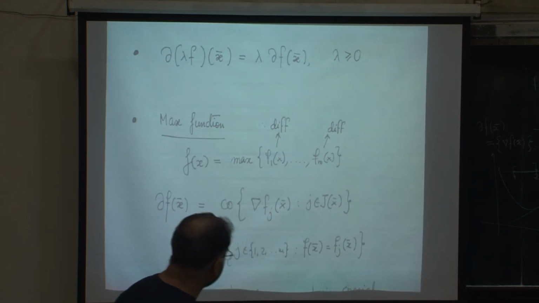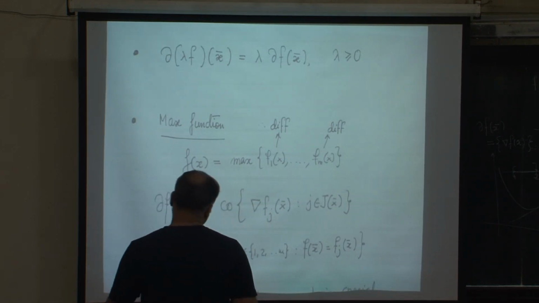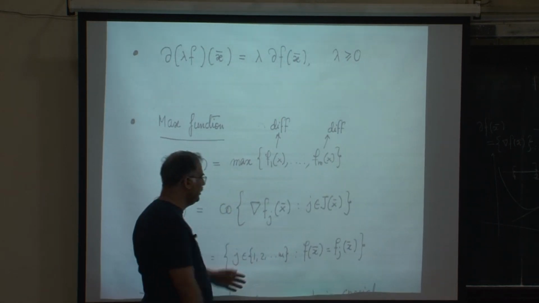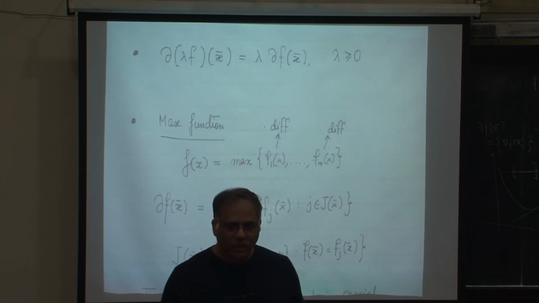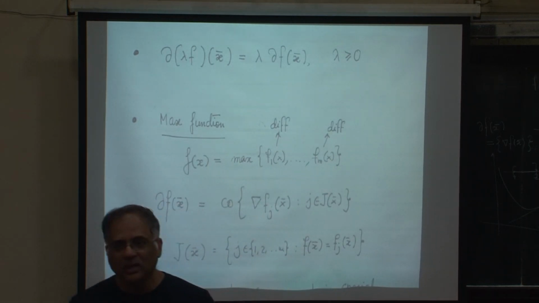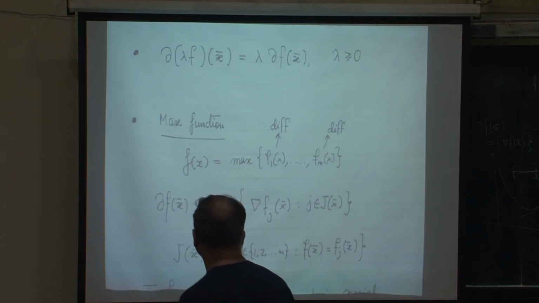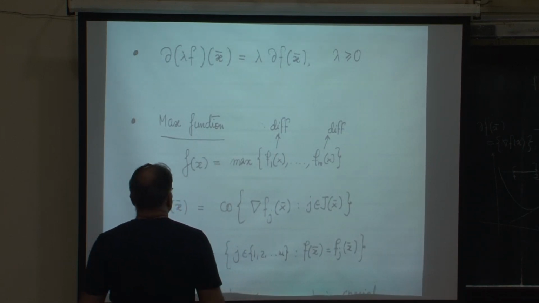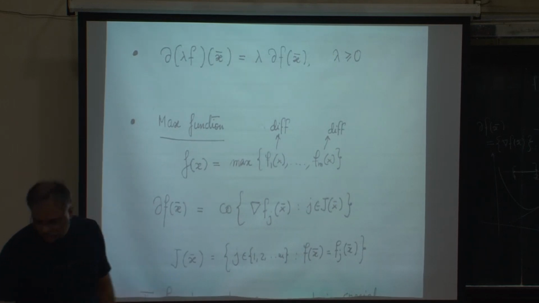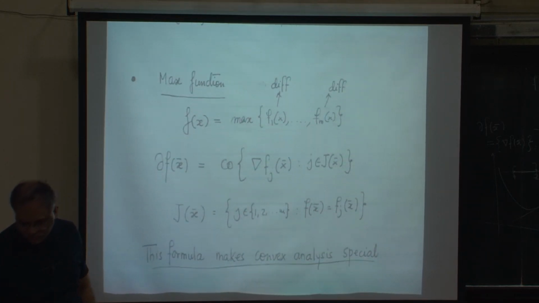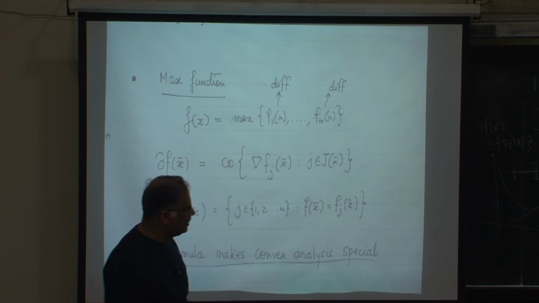So largely for most cases J_x̄ would be just a singleton, but there are a few points at which J_x̄ won't be a singleton, at which the subdifferential needs to be calculated. Okay. So what is the ramification of this rule? This is a formula that makes convex analysis special.